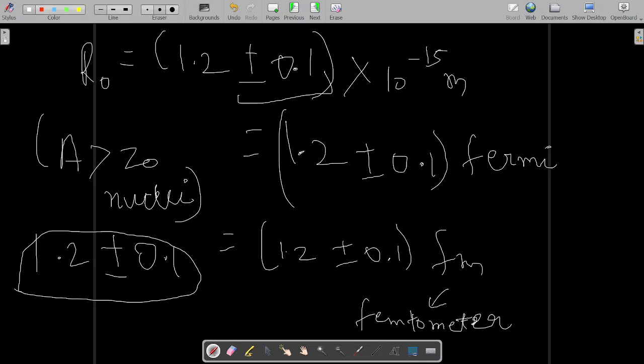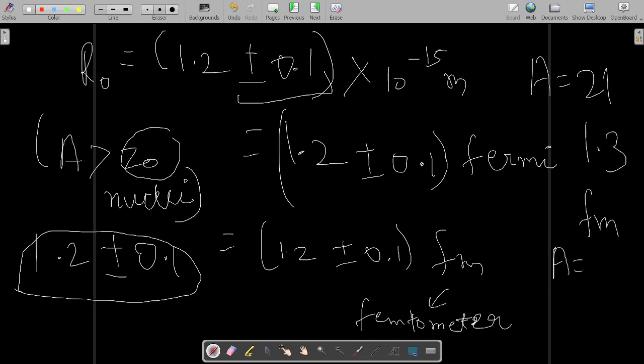For A greater than 20, suppose for A equal to 21, the value is 1.3 Fermi. And suppose for A equal to 25, it is 1.1 Fermi. These are not actual values, I am just saying. Then for A equal to something else, it will keep on varying between 1.1 Fermi to 1.3 Fermi.